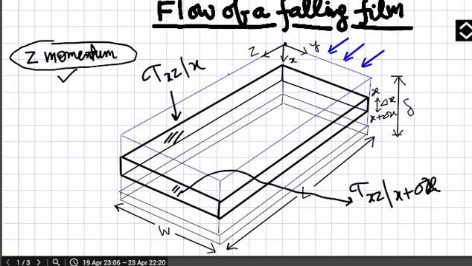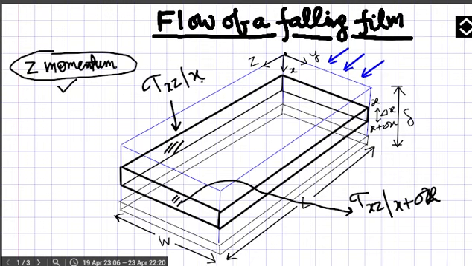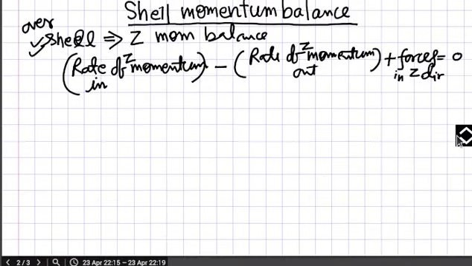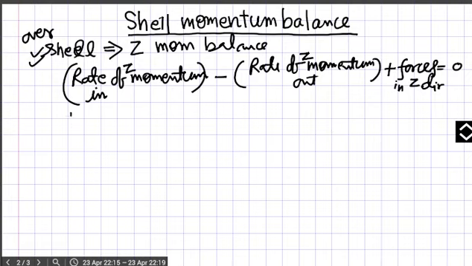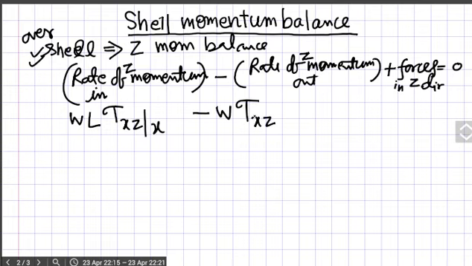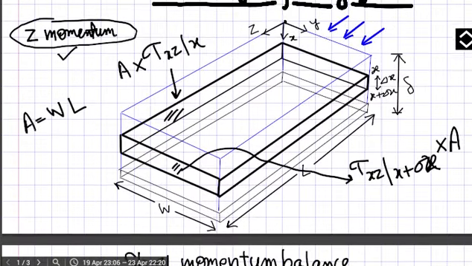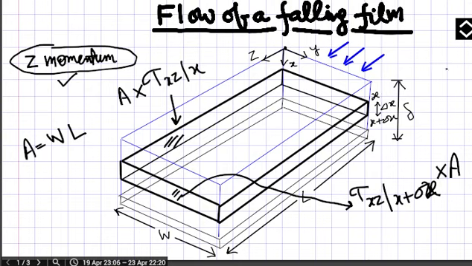and actually this is not rate of momentum in, this is momentum flux. So we will multiply it by area, and the area is W into L. Here also we will multiply it by area, and the area of the surface is WL. So we can write here: WL tau xz at surface x, tau xz WL at x plus delta x, and plus the gravity force. Only one force will be there, that is because of gravity.